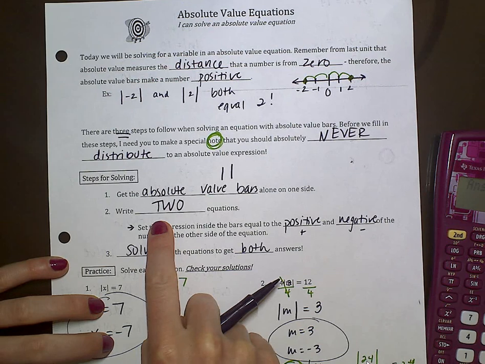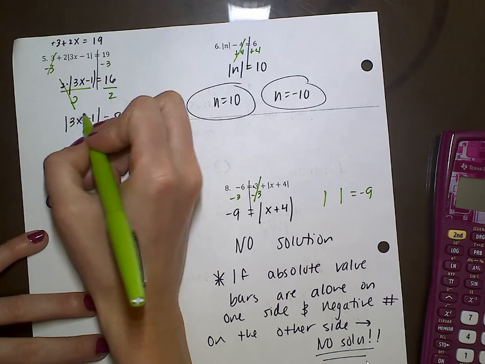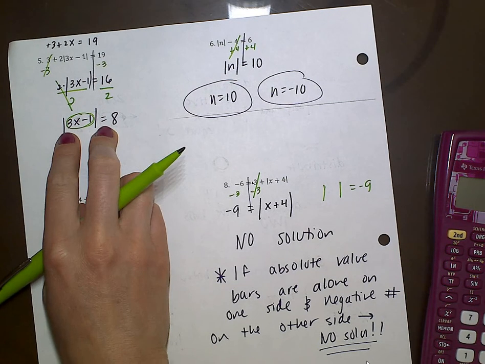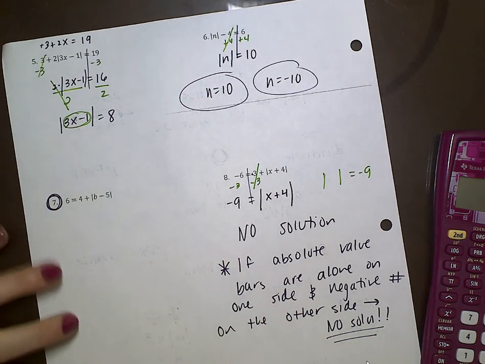Okay, so bars are alone. Now I write 2 equations. Set the expression equal to the positive and the negative of the number on the other side. I think absolute value is hard because it's really easy to forget to write 2 equations. Okay, so maybe there's 2 bars, so there's 2 answers. You gotta write 2 equations though, so try to think about that.